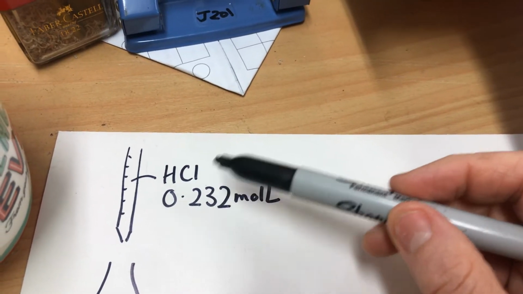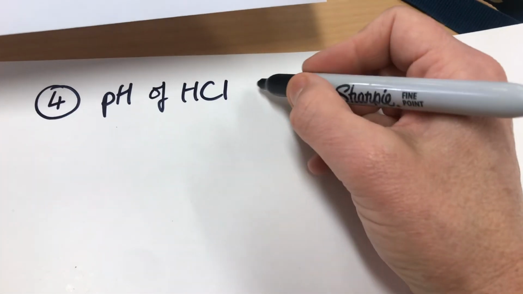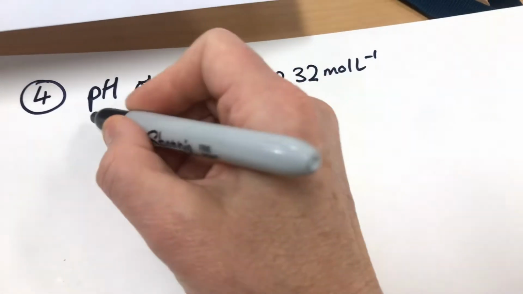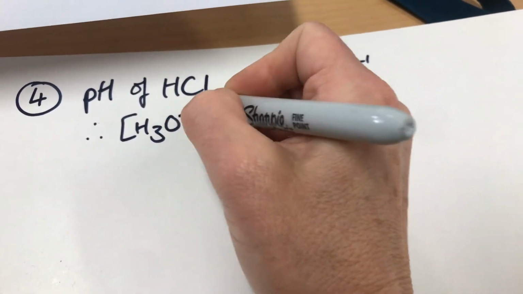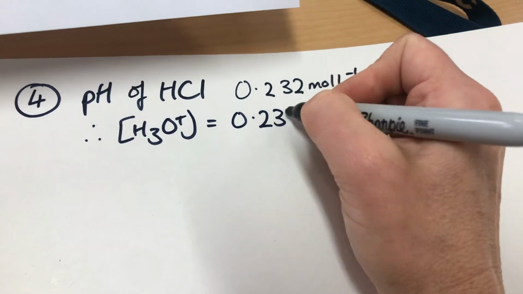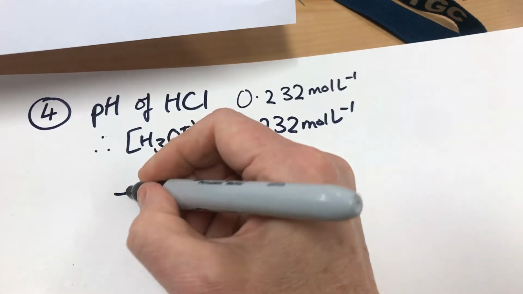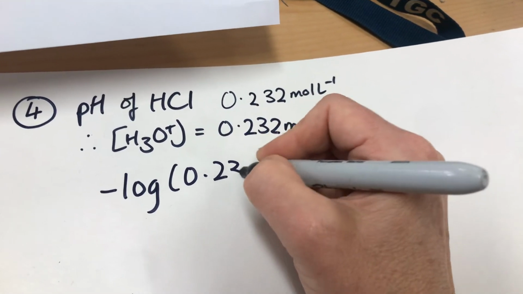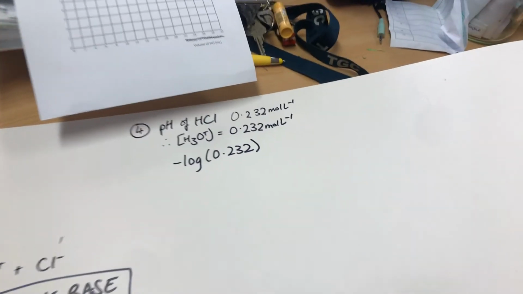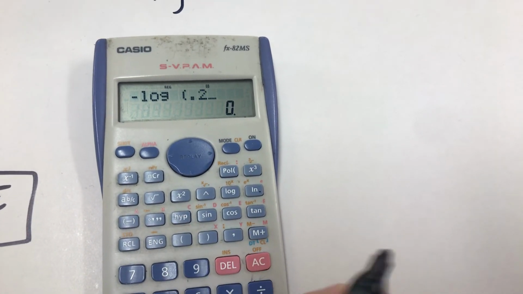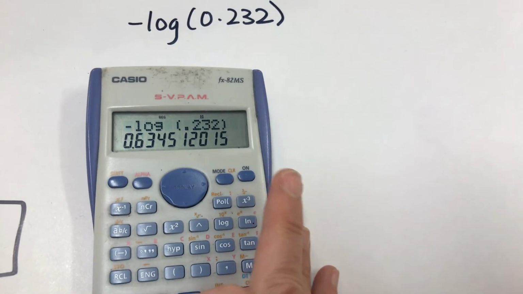So let's pretend we've got the pH of this stuff here and we haven't actually added anything to it, right? So it's just the pH of a strong acid. So if I've got a strong acid of 0.232 moles per litre, I know it's fully dissociated, and therefore the concentration of H3O plus is actually 0.232 moles per litre. Therefore I can simply negative log that. Negative log of 0.232. Okay, and I just need to grab my calculator to do that. Negative log of 0.232. Okay, and that is 0.635.